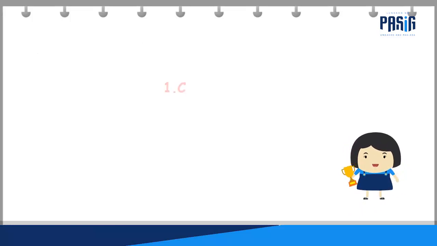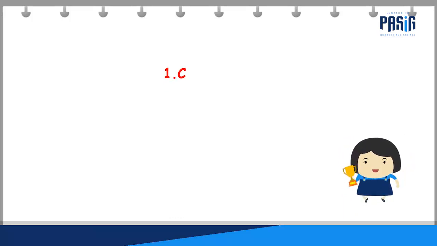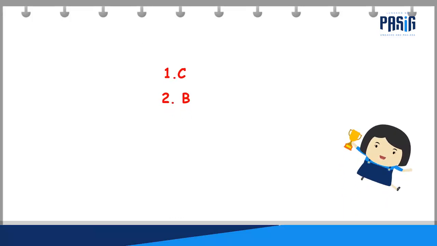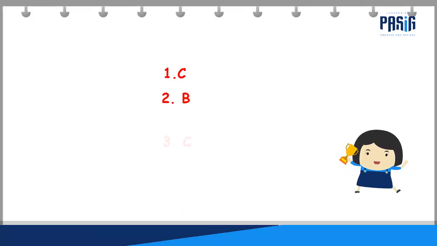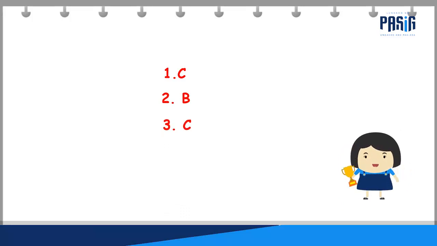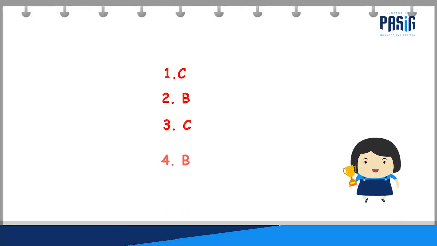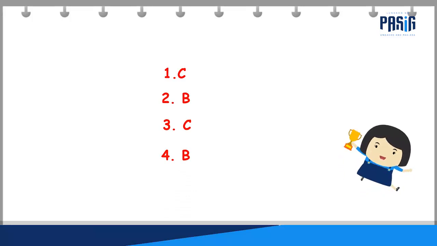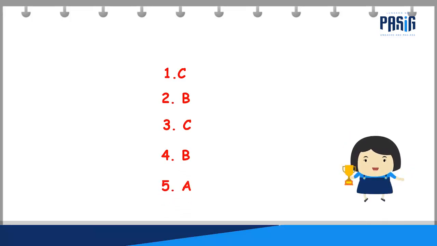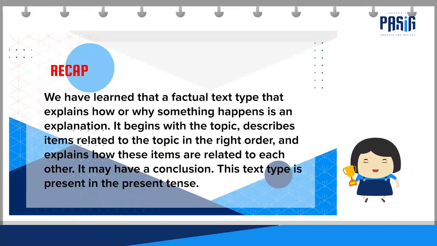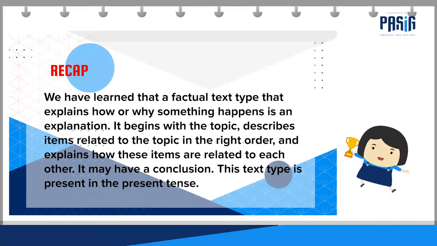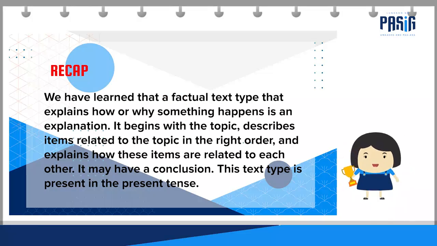Here are the answers. 1. C. 2. B. 3. C. 4. D. 5. A. We have learned that the factual text type that explains how or why something happens is an explanation.